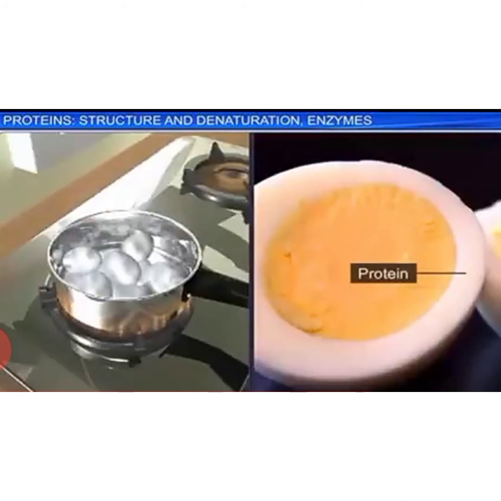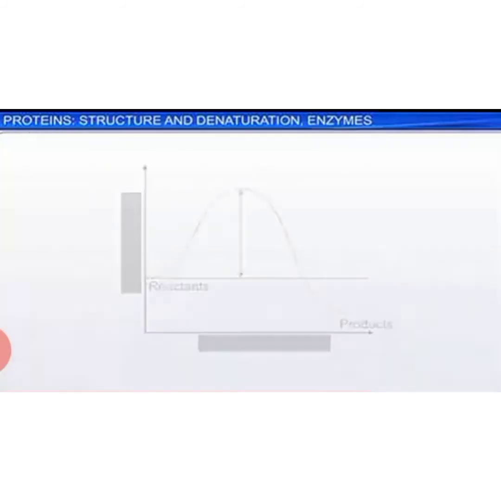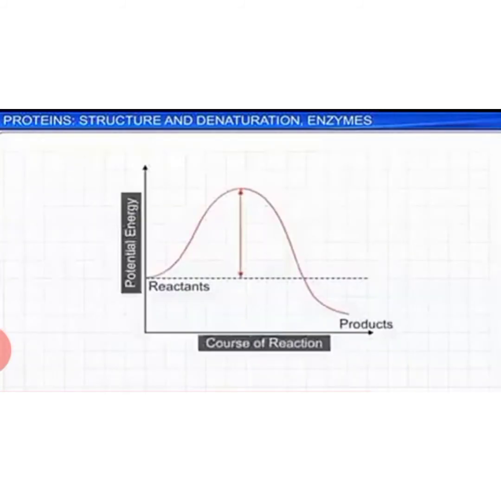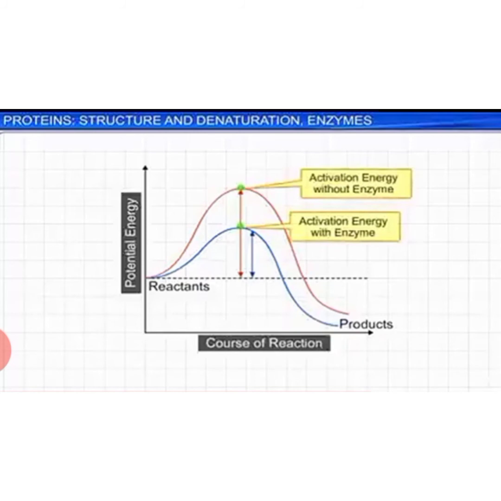Enzymes are proteins that catalyze reactions, speeding up the reaction rate. Enzymes speed up reaction rates by reducing the activation energy. Most enzymes are globular proteins.